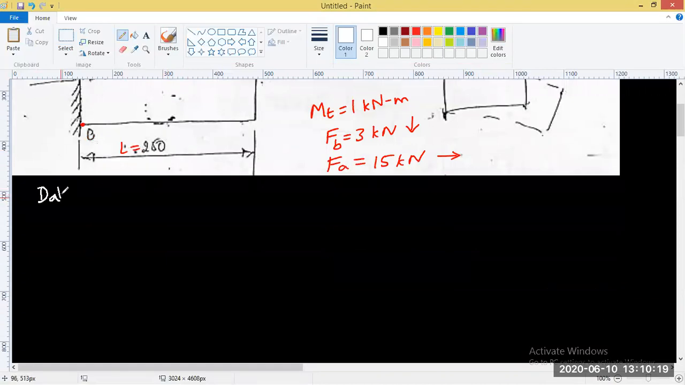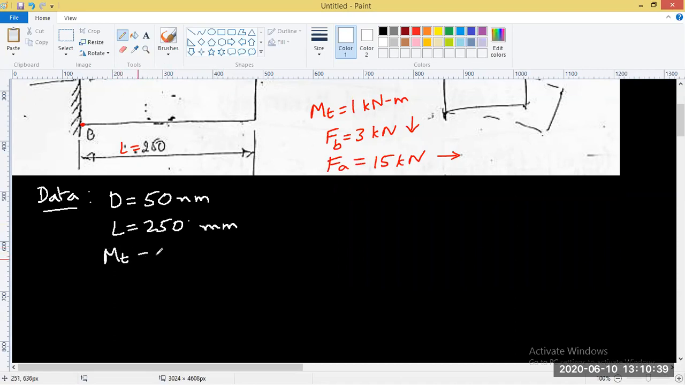So the data is: the diameter is given, 50 mm. The length is given, which is 250 mm. Then the torque is given directly. We can write 1 kilonewton meter. It's better for us to write it down in Newton mm.